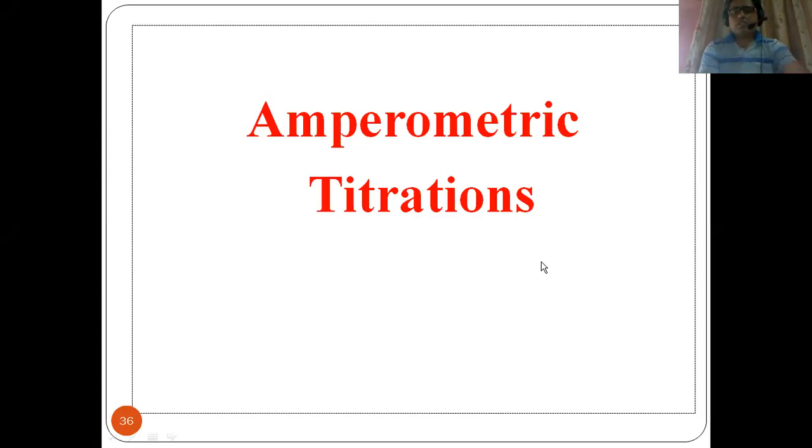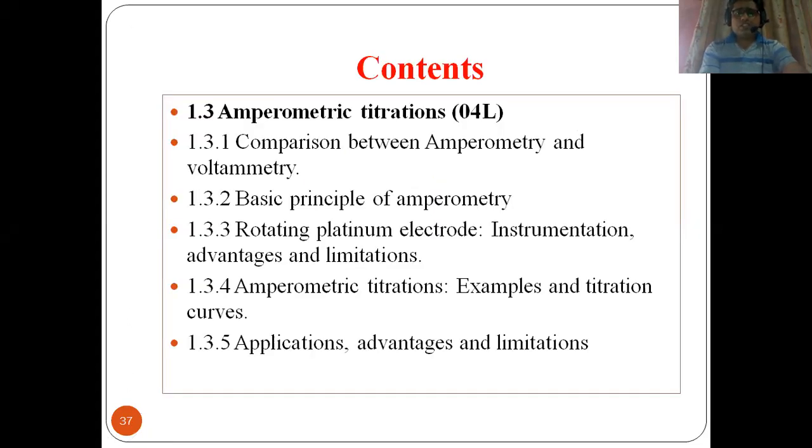I am Dr. Sandeep Escandre. Today we will discuss amperometric titrations. Amperometric titration consists of the comparison between amperometry and voltammetry, the basic principle of amperometry, instrumentation, the rotating platinum electrode, advantages and limitations, and some examples and titration curves.